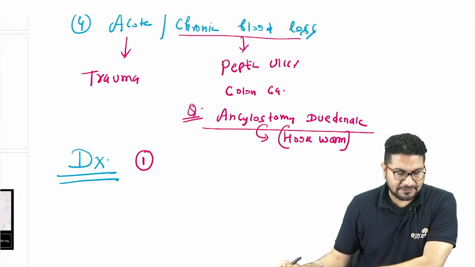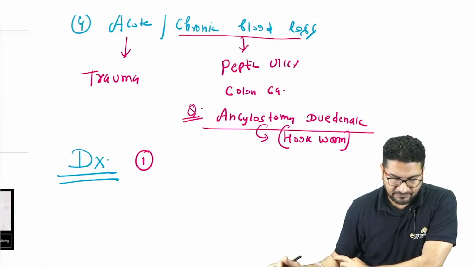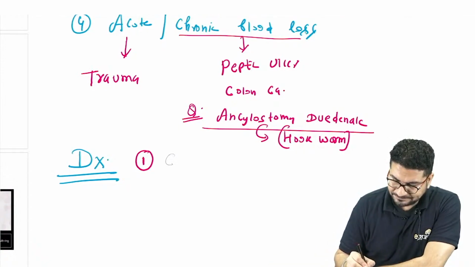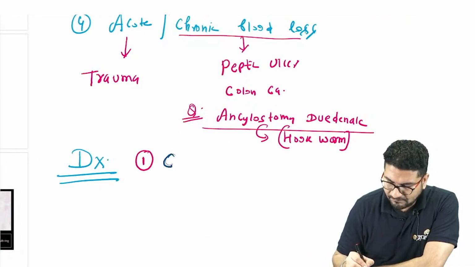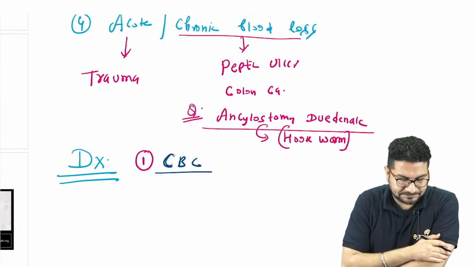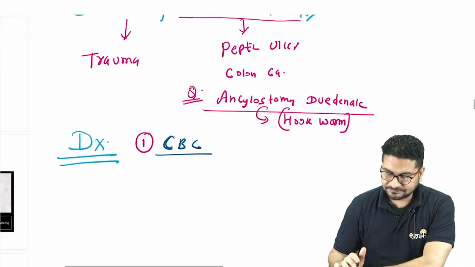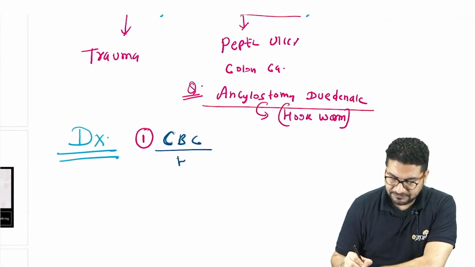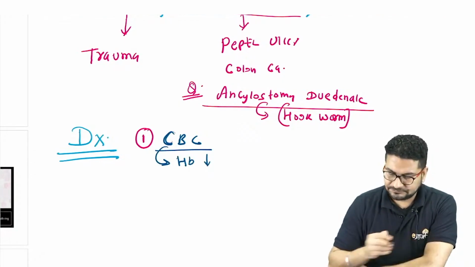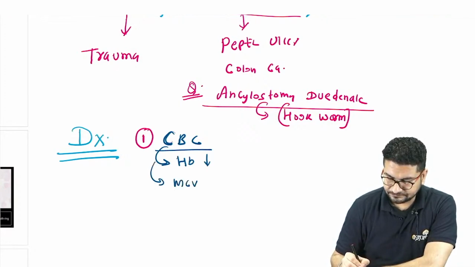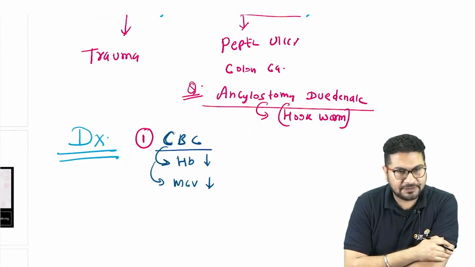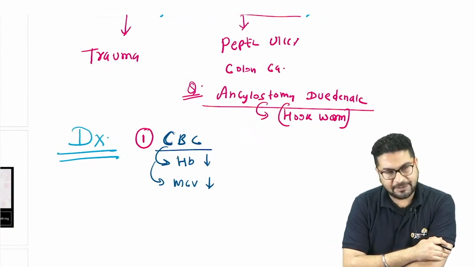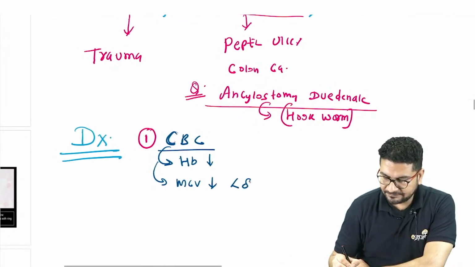If you are suspecting anemia, what will be the first test? Dharmesh? Yes, CBC. Very good. The first test you will recommend is CBC. Now Chirag, tell me what you will see in CBC. In CBC you will see hemoglobin is less. Clear? Hemoglobin will decrease. What else will decrease? MCV will decrease. Right? MCV is less than 80. Yes, very good.